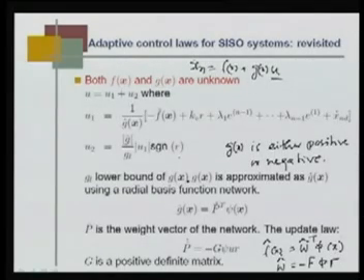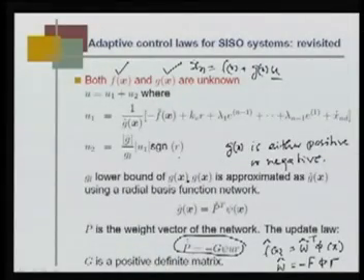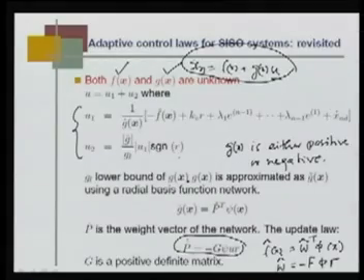So, we have two weight update laws. One update law is for the weights of the neural network that approximates f x, and the other is the weight update law for the neural network that estimates g x. If these are the two update laws, then the control law given by u equal to u 1 plus u 2 will stabilize this nonlinear system. Now, adaptive control of MIMO system.